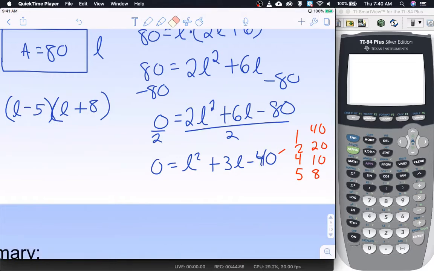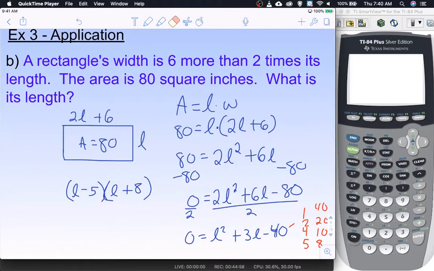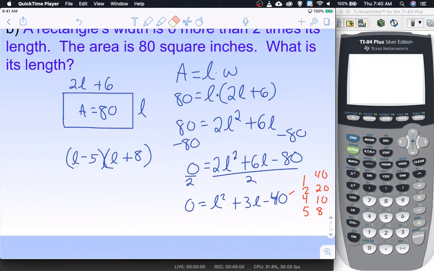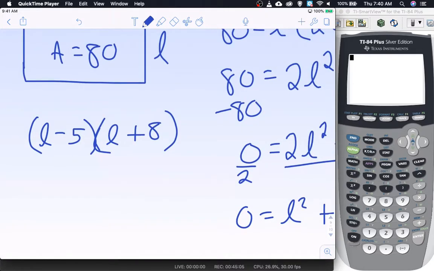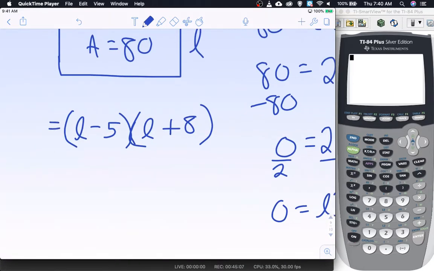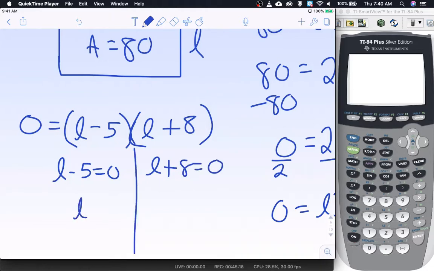We done there? What was the question? What is its length? Okay, so we don't actually have that yet. We don't know what L is. But we can solve, because this is equal to 0. So either L minus 5 equals 0 or L plus 8 equals 0. Solving both, the length can be 5 inches or the length could be a negative 8 inches.